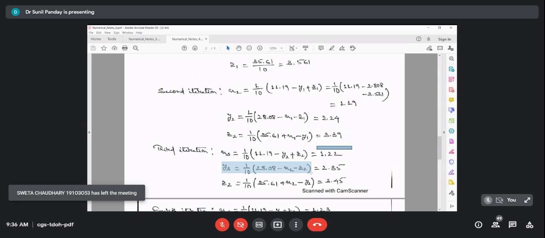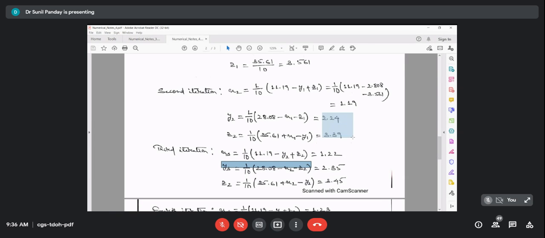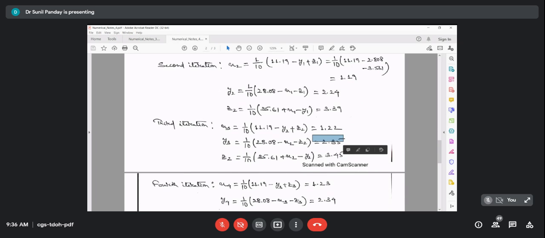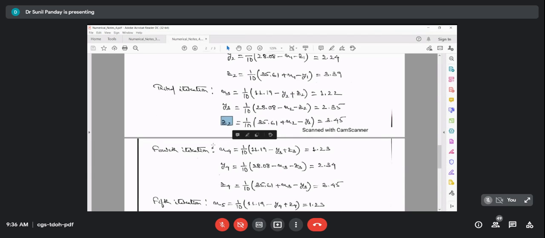Similarly to get y3, you substitute the values of x2 and z2 from the previous step, and you will get the next updated value of y3 and z3. This is wrongly written here, it is again z3. Okay, so you correct this one.